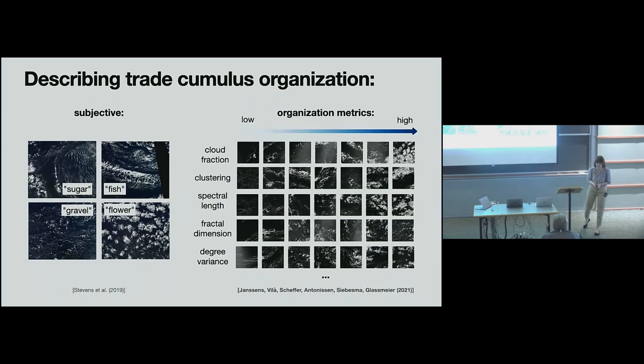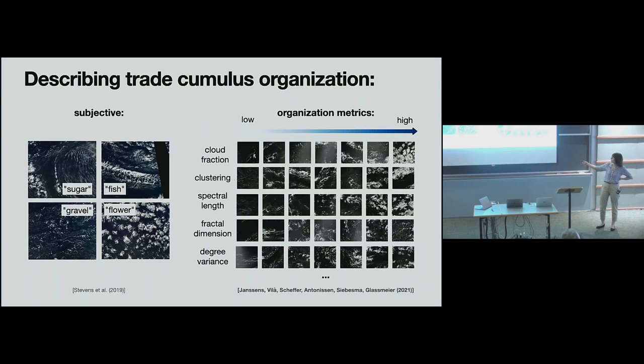So that's an interesting way, but not the most robust way of doing it. Of course, as scientists, we usually like to give numbers to things. So the other way of quantifying organization is through organization metrics. And the simplest metric that you can think of would be cloud fraction, right? Just the amount of scene that is covered by cloud.